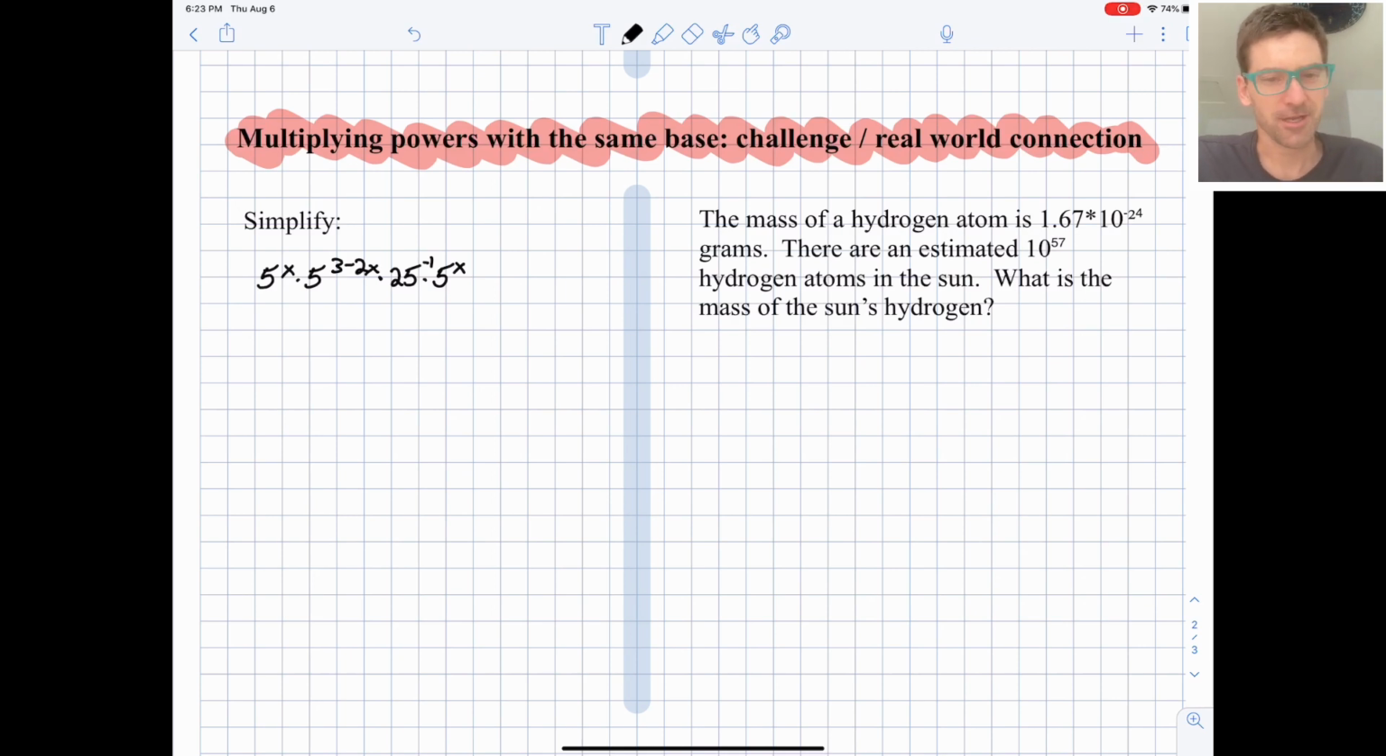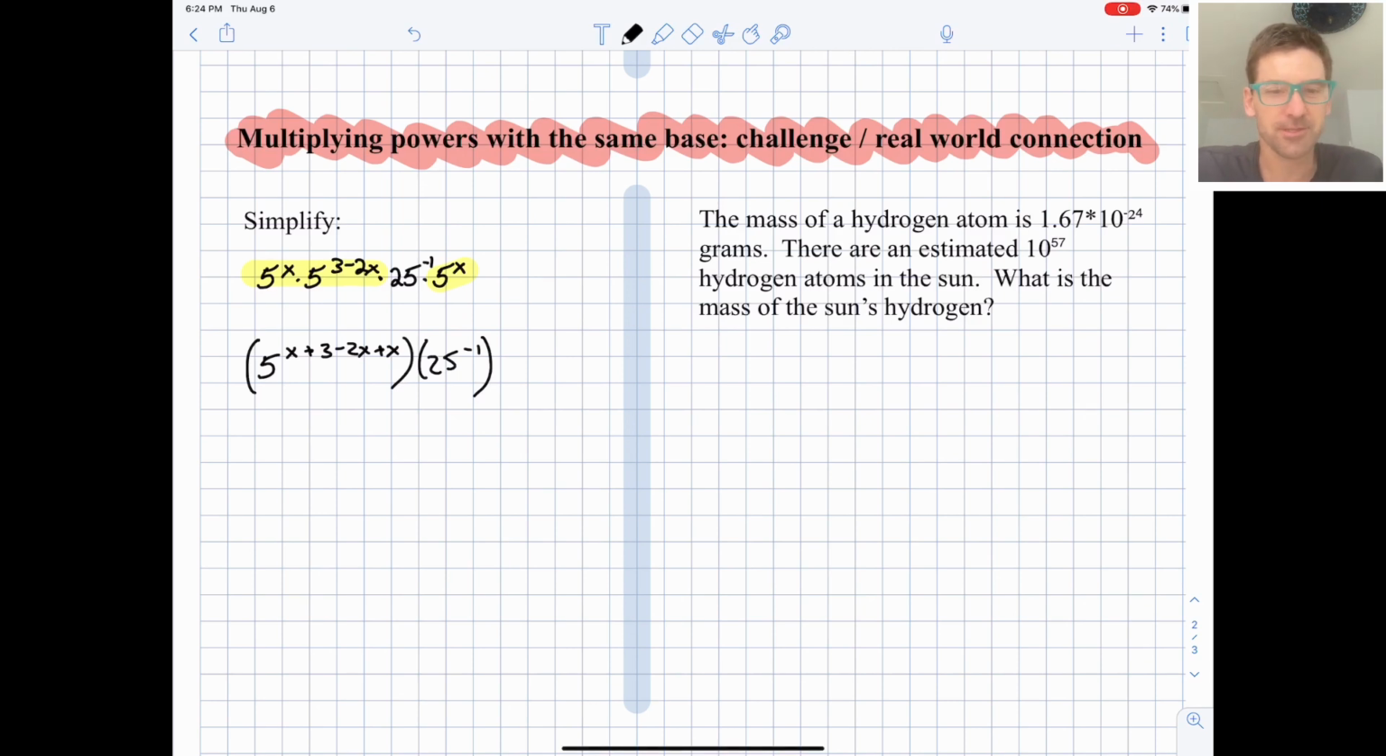So first off, what I want to do is just do all this work, everything with the base of 5. Let's simplify that down. And so we're going to add all of those exponents together. And so we have 1x, we have 3 minus 2x, and we have 1x. And maybe you can look ahead and see we're going to get some nice simplifying and canceling out. That's going to be kind of cool. And then we still have this 25 to the negative 1.